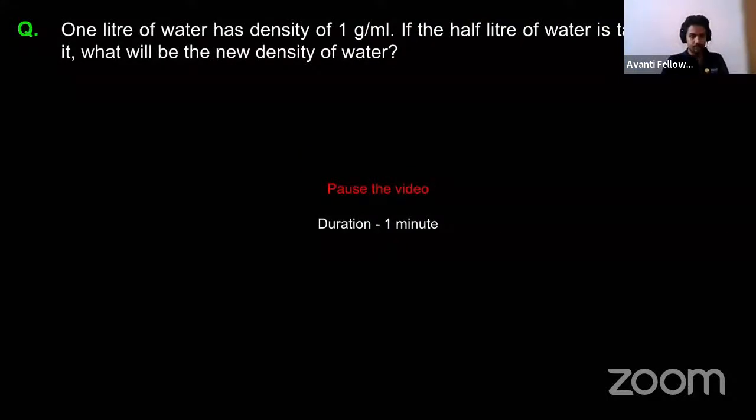Your first question: 1 liter of water has a density of 1 gram per ml. You all know that, right? If half a liter of water is taken out from it, what will be the new density of water? You can pause the video and try it. Here, for 1 liter of water, density is 1 gram per ml, and he's saying that half a liter of water is taken out. Now, what is the density of water?